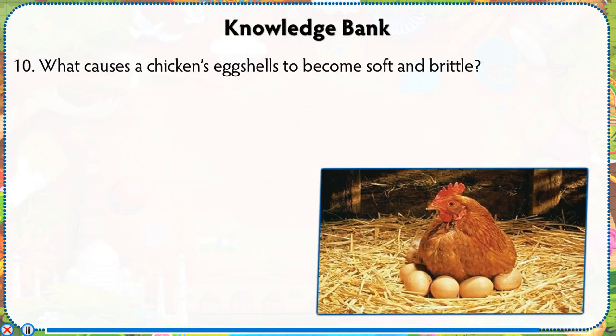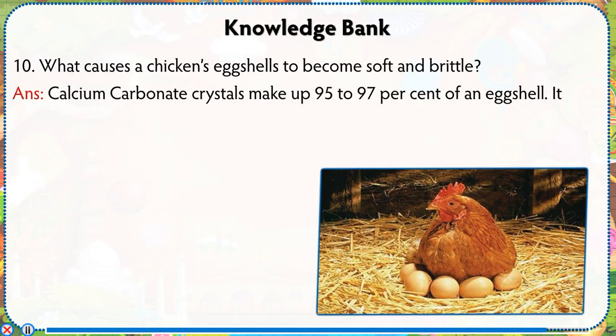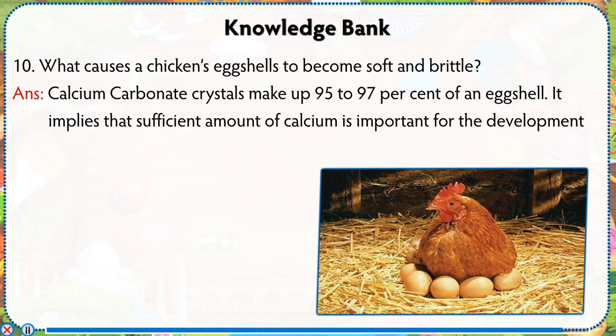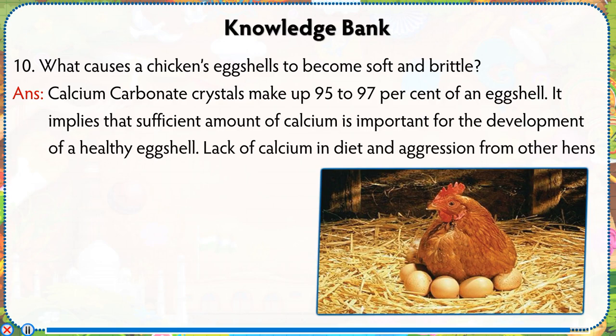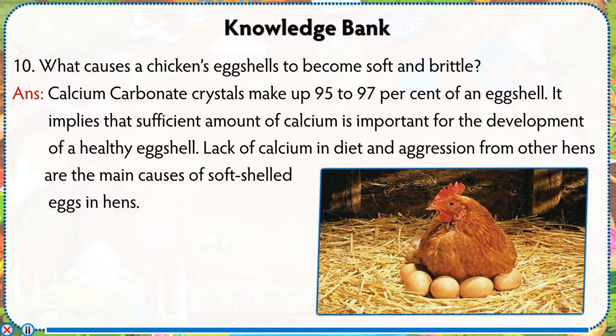10. What causes a chicken's eggshells to become soft and brittle? Answer. Calcium carbonate crystals make up 95 to 97% of an eggshell. It implies that sufficient amount of calcium is important for the development of a healthy eggshell. Lack of calcium in diet and aggression from other hens are the main causes of soft-shelled eggs in hens.